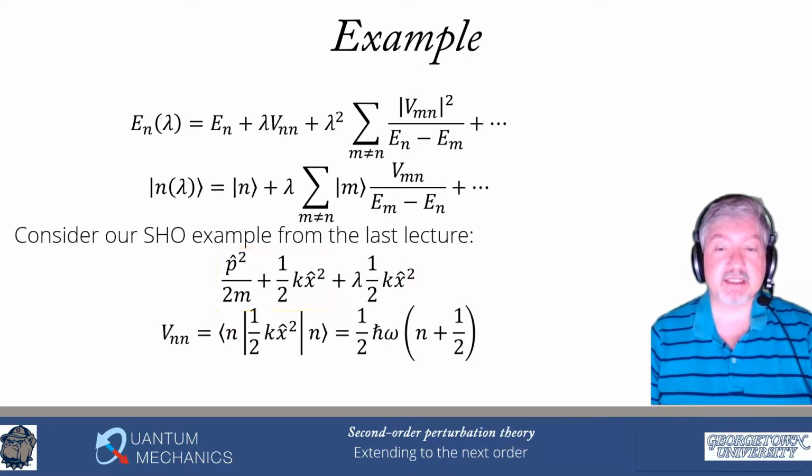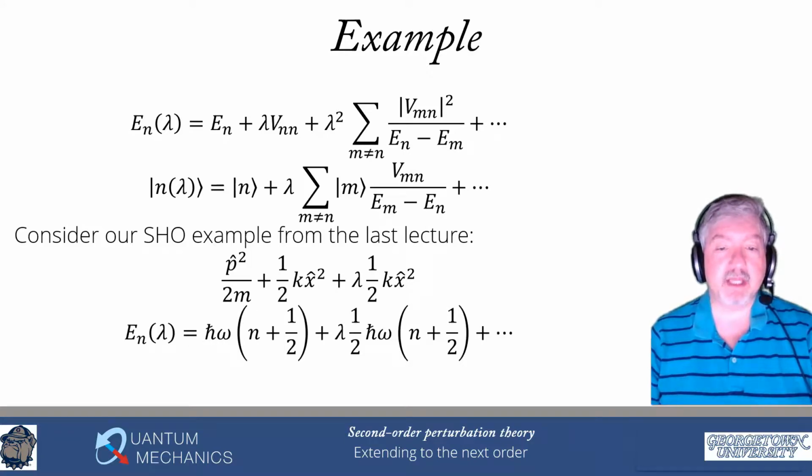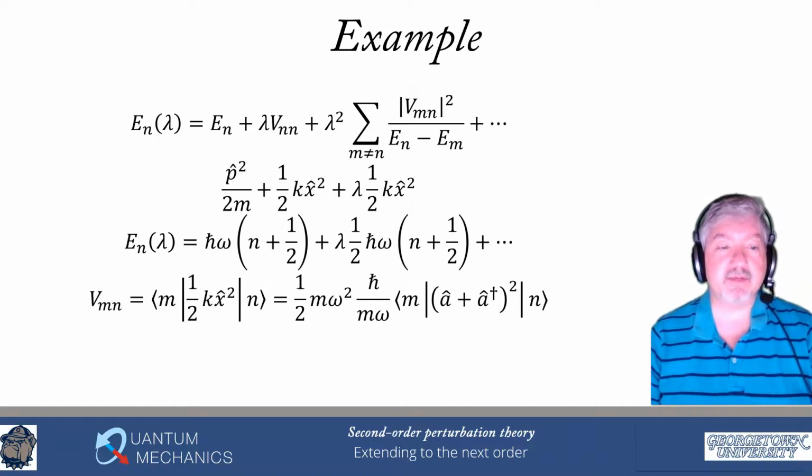We need to calculate these matrix elements. We calculated in the previous lecture what Vnn was. We used the virial theorem to verify it's 1/2 ħω times (n plus a half). And that's going to give me my first order correction. We now need to calculate the Vmn's for arbitrary m and n.